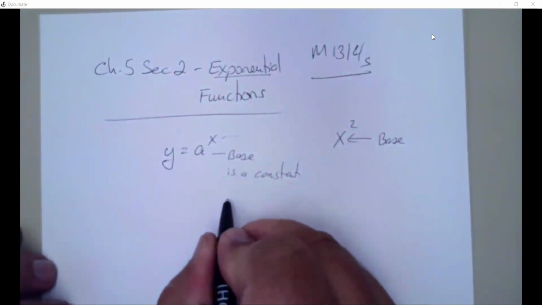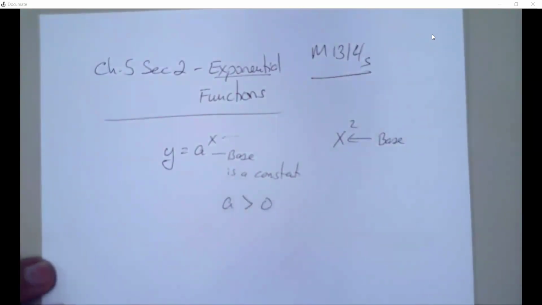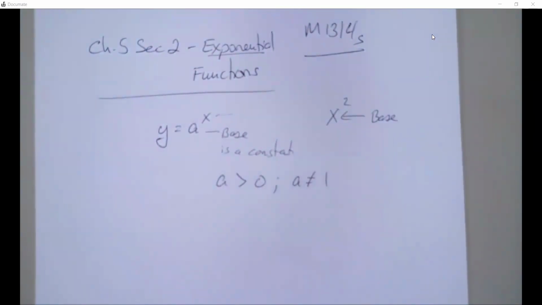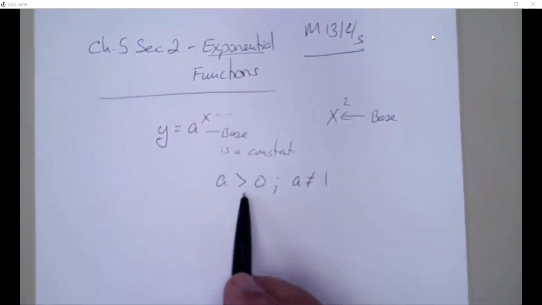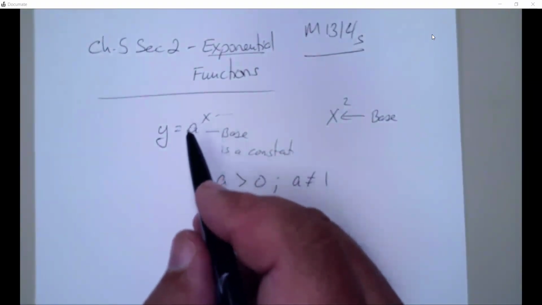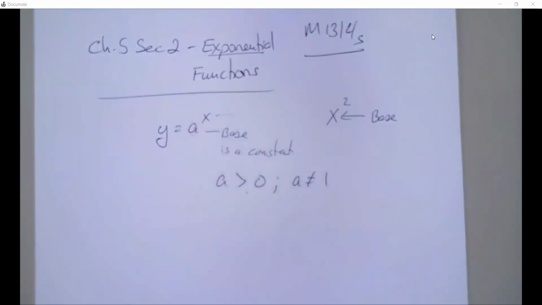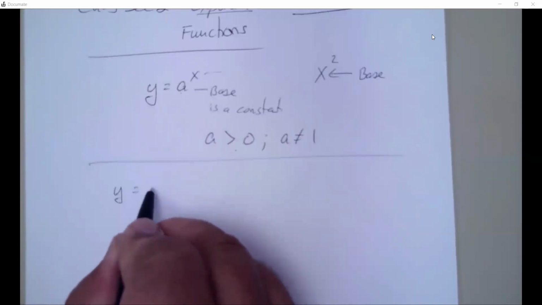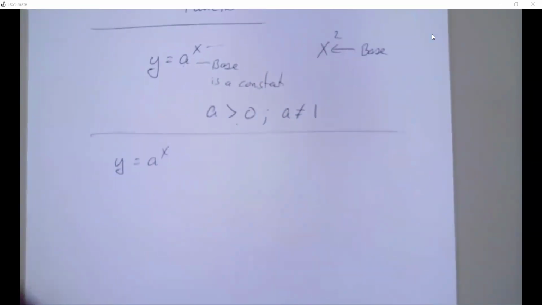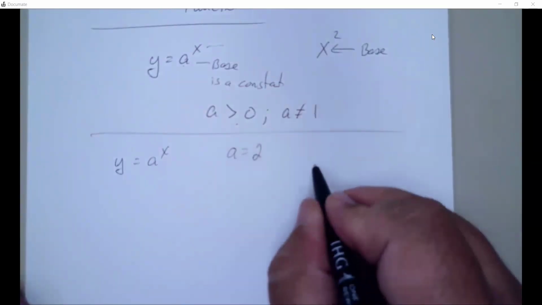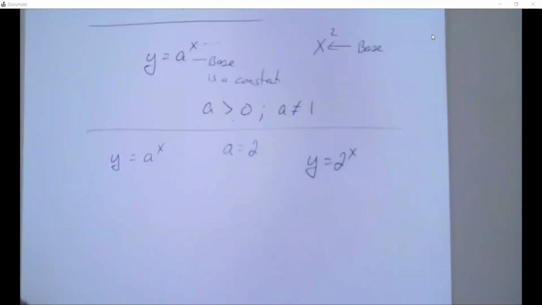But here's the thing: the base has to be greater than 0 and cannot equal 1. It has to be positive, and cannot equal 1, because if it equaled 1, it'd just be a horizontal line. So let's say that a is equal to 2. Let's look at this graph, 2 to the power x.